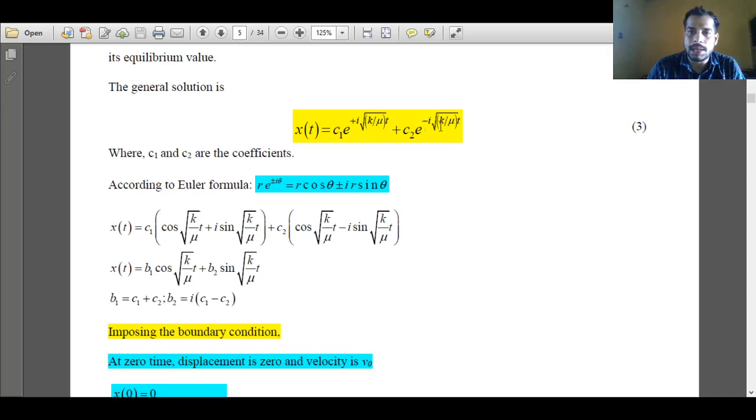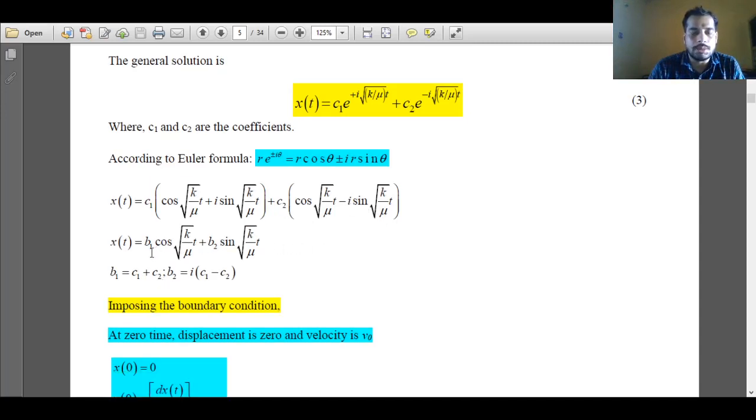Here e to the power minus i theta will be cos theta minus i sin theta. So if I open up the brackets, I'll be getting c1 (cos theta plus i sin theta), c2 (cos theta minus i sin theta). I'll use another constant, b1, which will be c1 plus c2. Similarly, I'll use one more constant, b2, which will be i times (c1 minus c2).